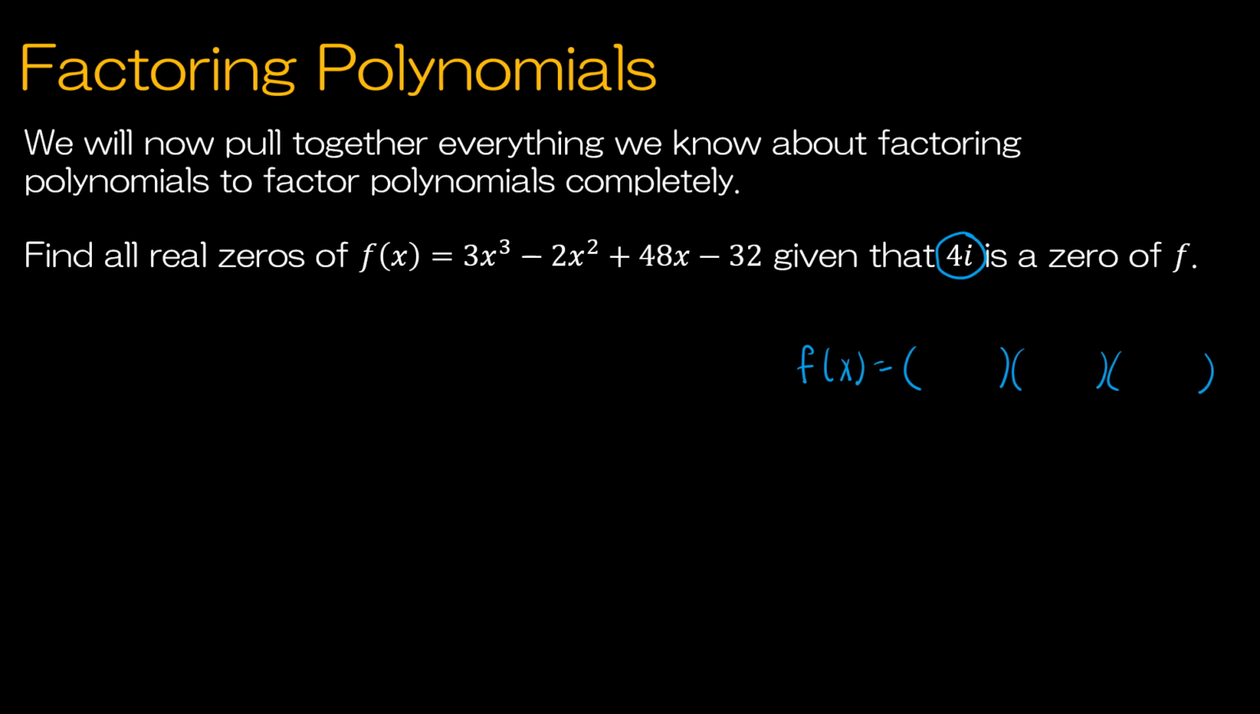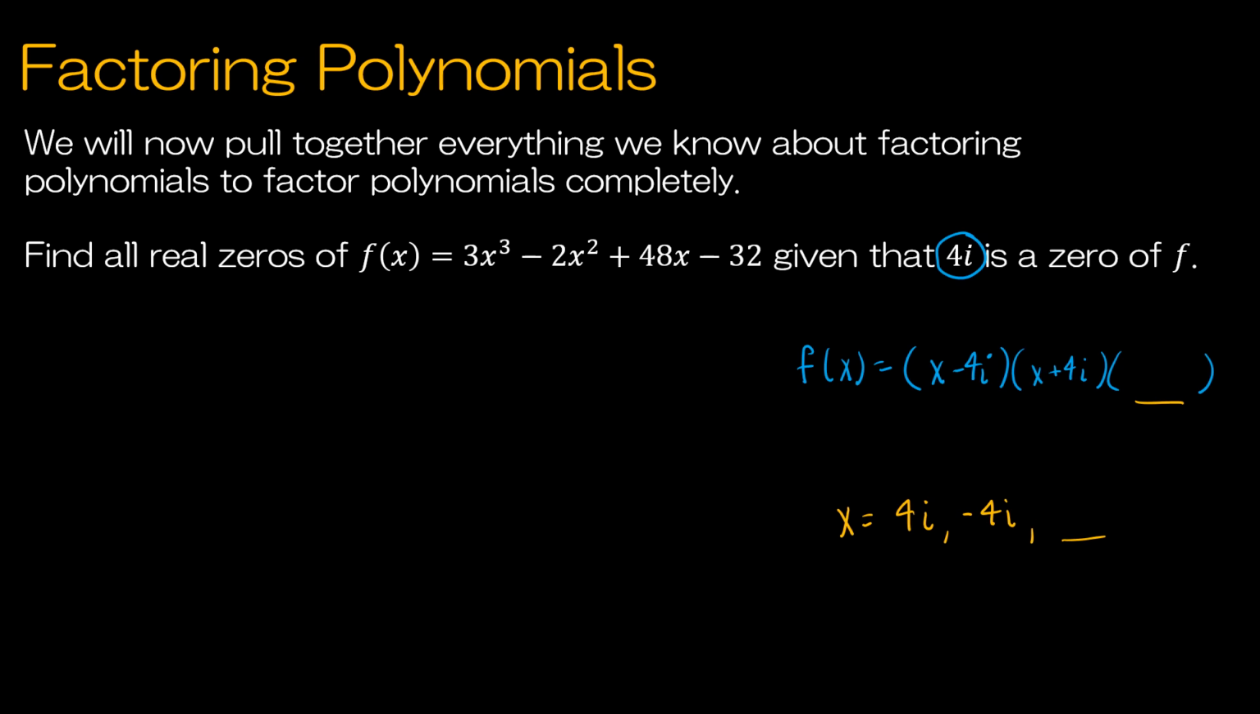So we are given that 4i is a 0, so x minus 4i is a factor. And because that's complex, we can use the complex conjugate, x plus 4i. So my work is very close to done. Remember, we also want to find the zeros, and the zeros would be 4i and negative 4i, and then something else. So what we're trying to do is find that something else for both. Now, how am I going to go about that?